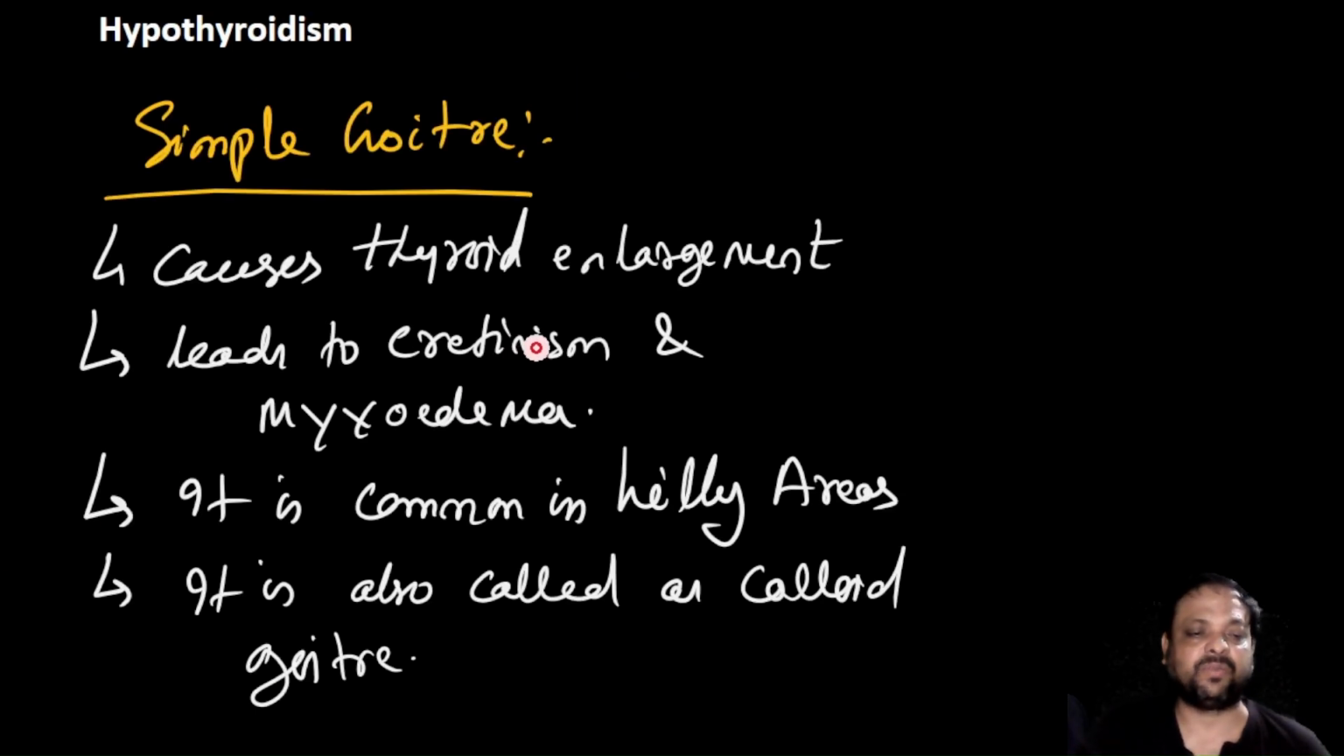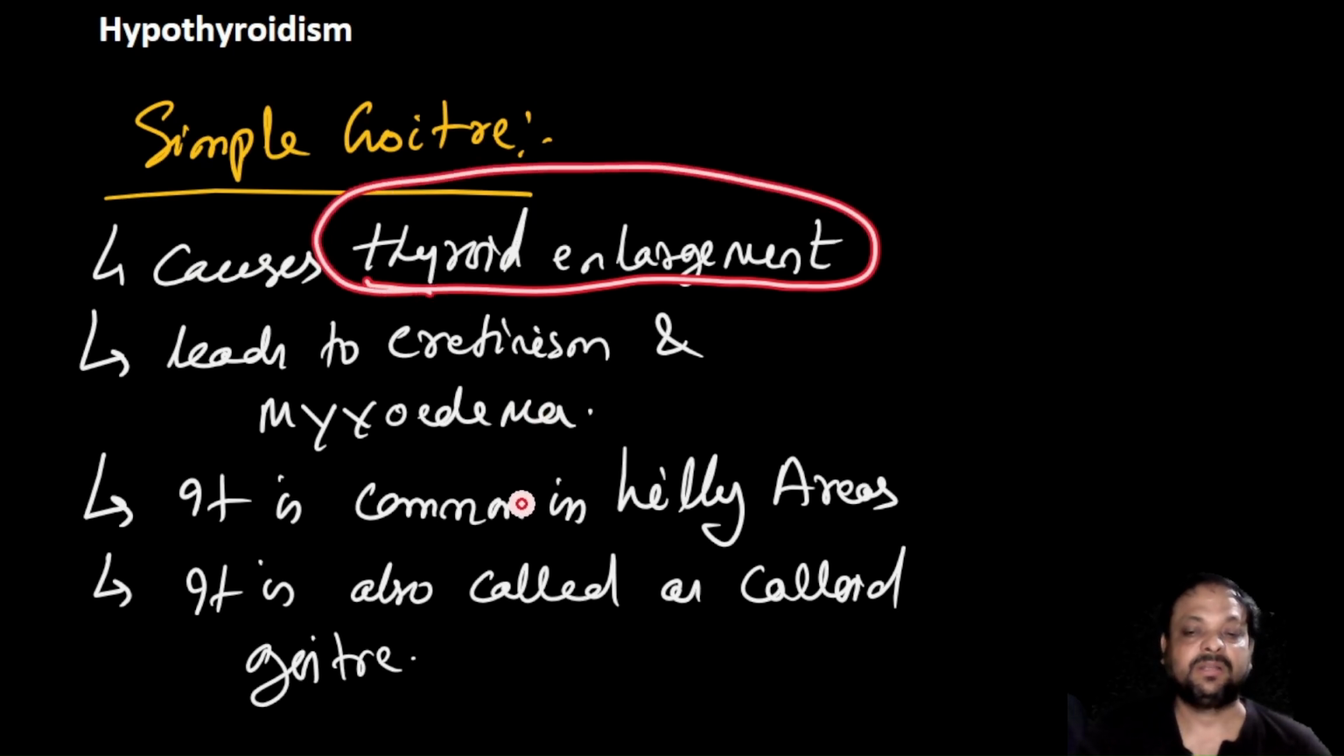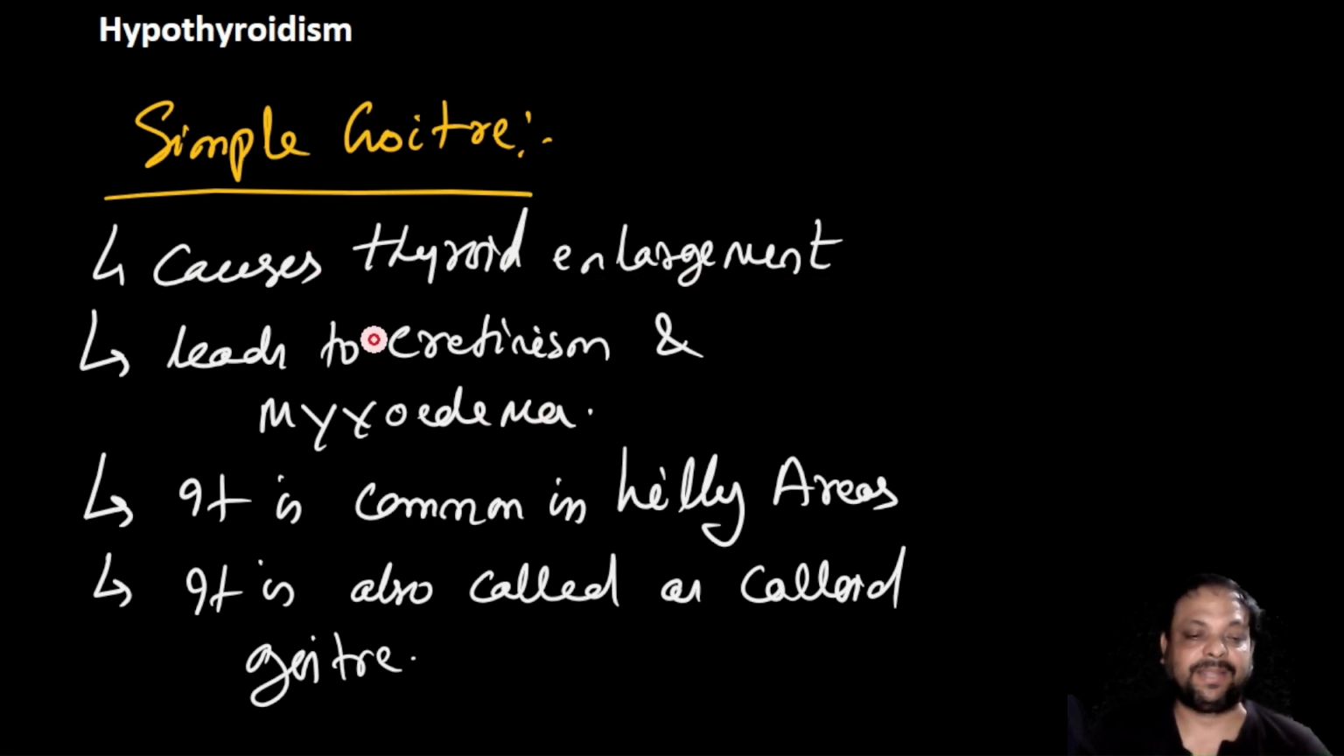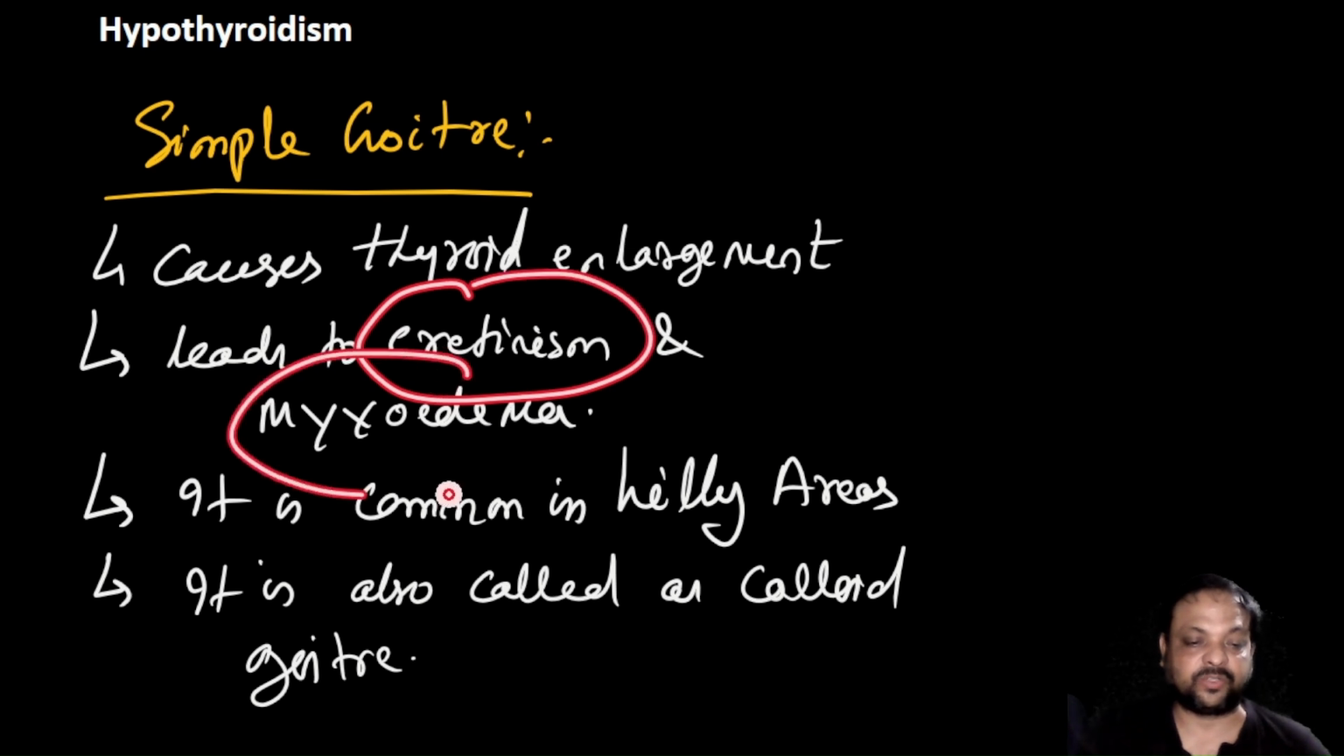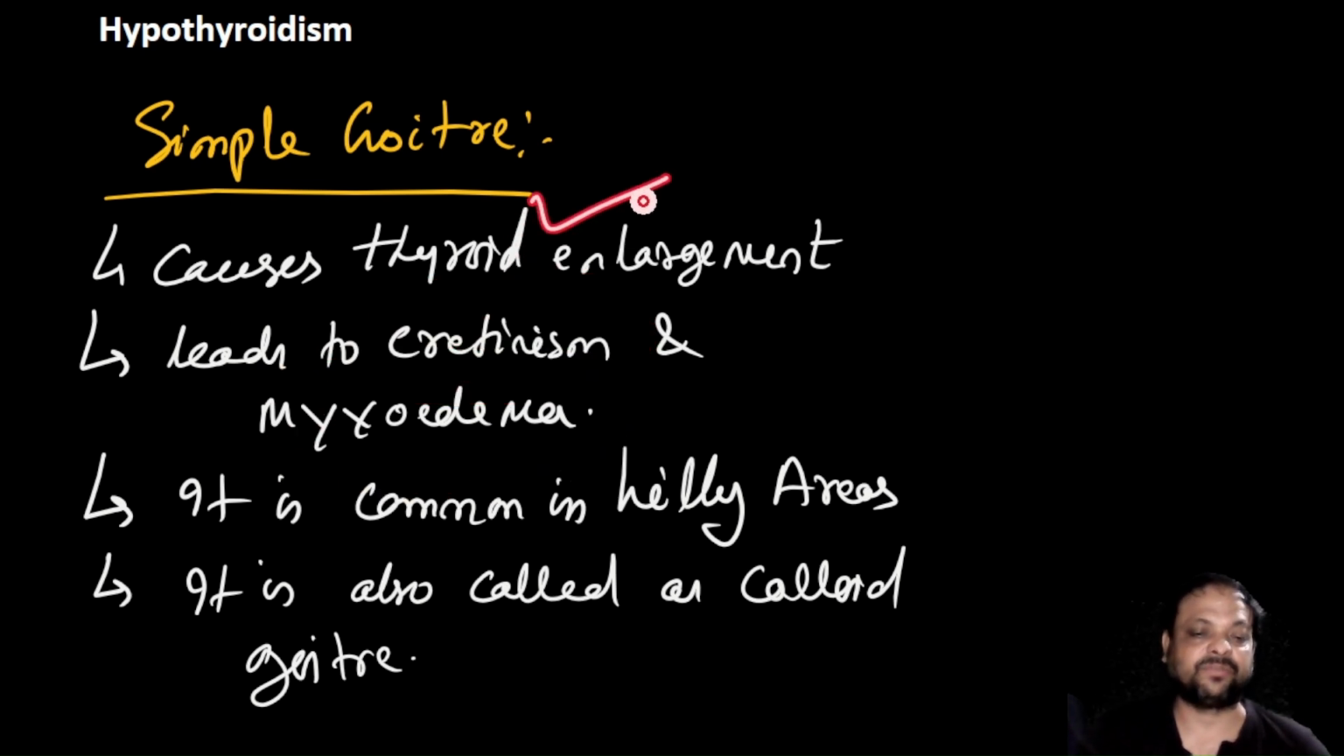So the next disease we are going to discuss is called simple goiter. So in simple goiter, what do we find? Thyroid enlargement takes place. The thyroid gland enlarges, and it also leads to cretinism and myxoedema. It increases the size of the thyroid gland, as we have discussed earlier, because if we take in a less amount of iodine, what happens?